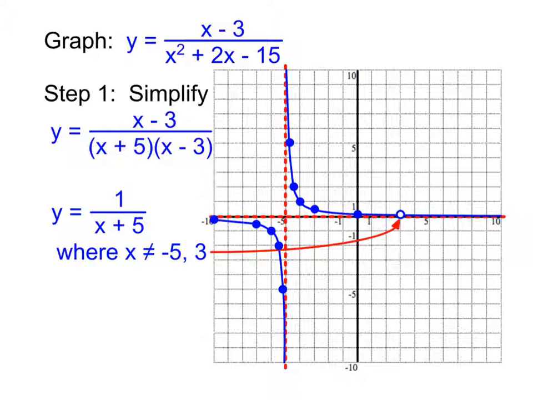So anything that you list as a restriction, it has to show up in the graph either as an asymptote, as the negative 5 did in this case, or as a hole in the graph. And yes, that's actually how we reference it. We just call it a hole in the graph, represented by an open dot at that point.